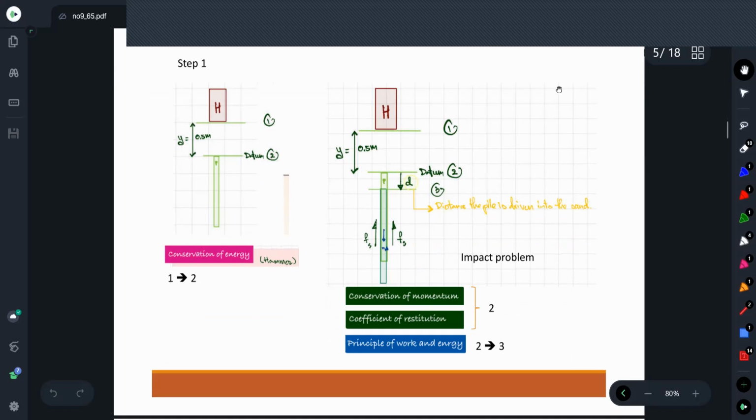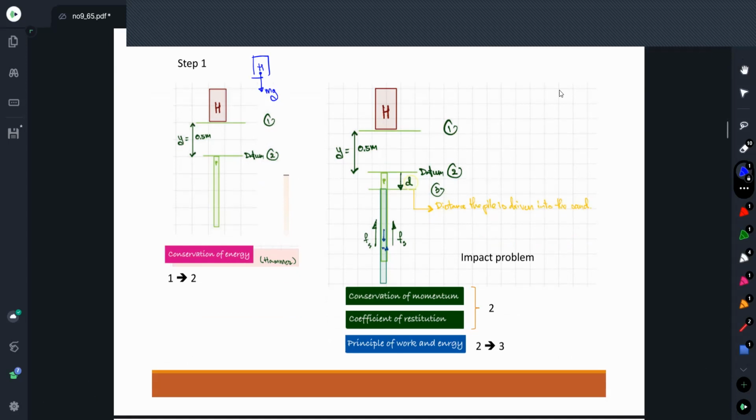For the first step, if we consider the hammer falling down, which is a free falling problem, this is a conservative system. We have just only the hammer. If we consider a free body diagram, we have just only the weight of the hammer falling down here, and because it has just only the weight, the weight is a conservative force. So then this is a conservative system, and we can apply the conservation of energy principle in order to find the final velocity of the hammer before impact, before it hits the pile.